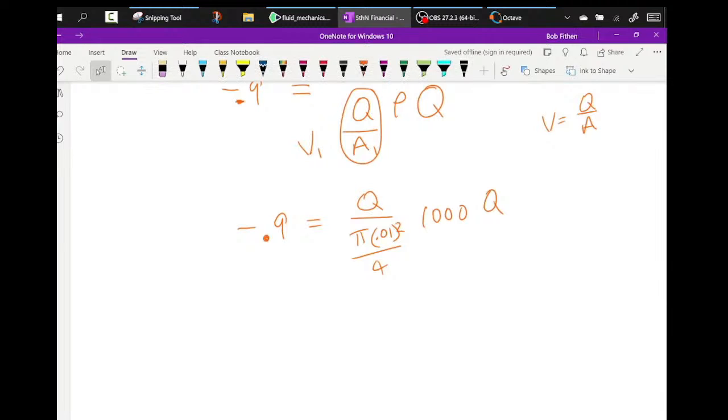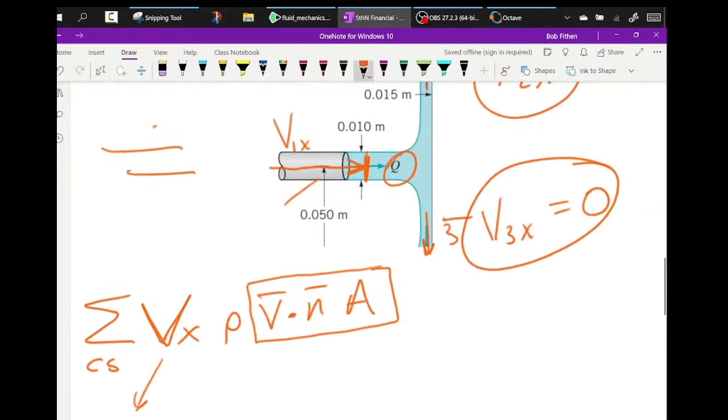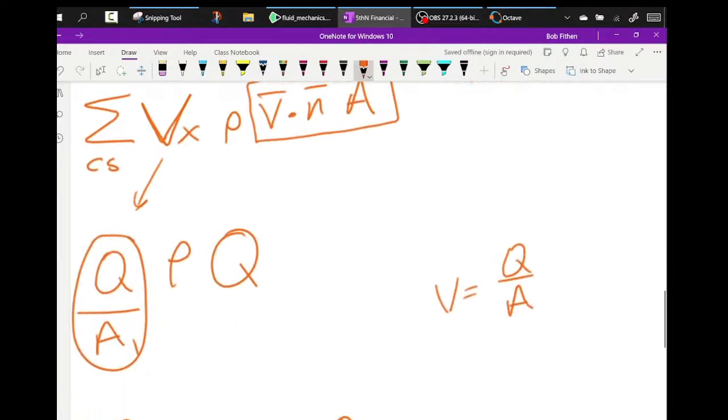Now, why do I have a minus here? Why do I have a plus here? I have a plus on this side because I've made a mistake. What mistake did I make? Here's the deal. Here's my control volume, right? My velocity goes in. A normal goes out. This component, therefore, is negative. Therefore, there should be a negative right here.